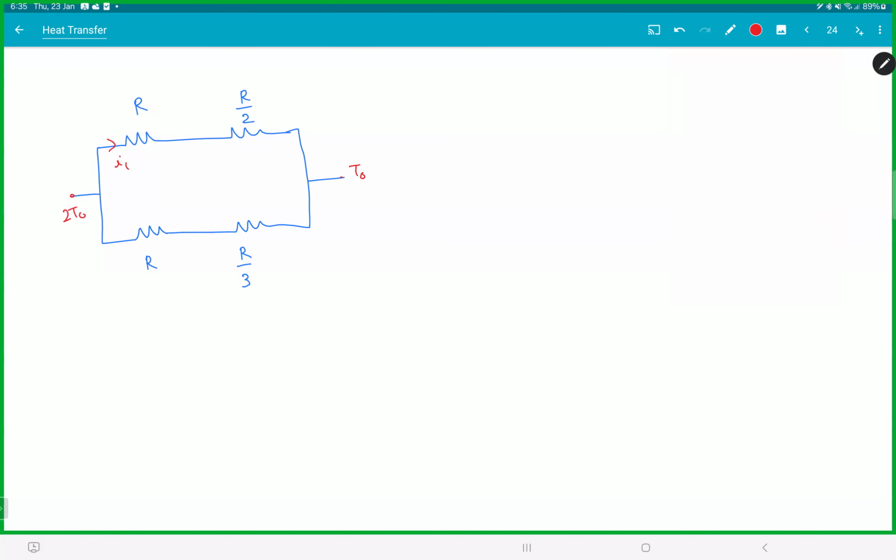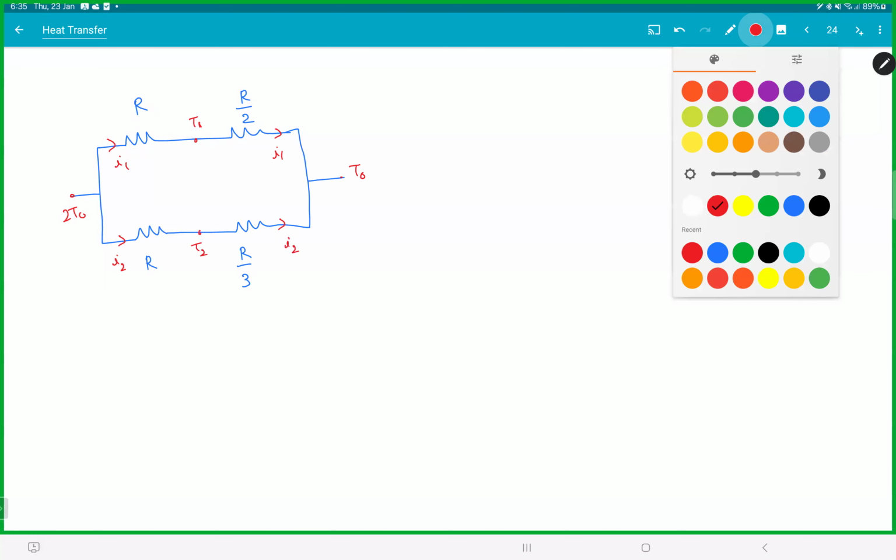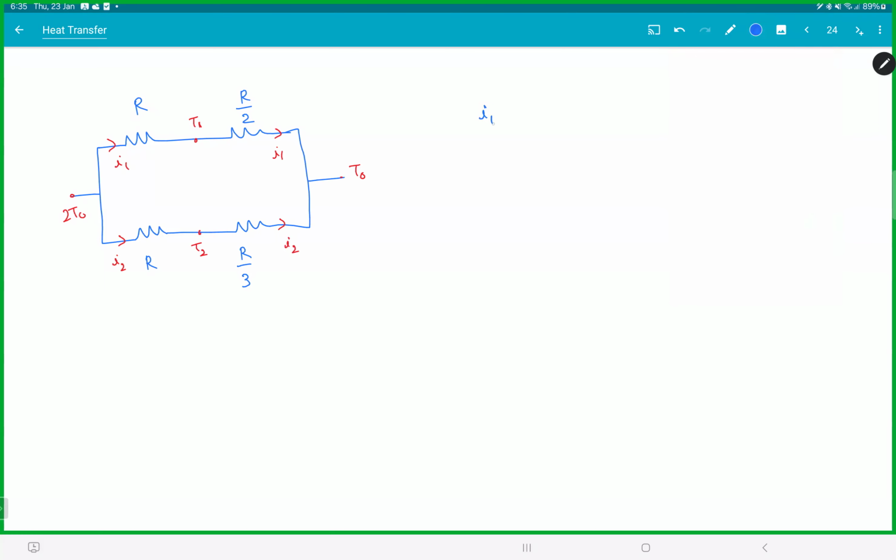Let this current be I1. Let this be T1. This current is I2. Let this be T2. So we can write I1 is nothing but (2T naught minus T1) by R must be equal to (T1 minus T naught) by R by 2. Is this what we did in the first problem? You can do it separately for the upper branch and the lower branch. R will cancel. That would be 2T naught minus T1 is 2T1 minus 2T naught.